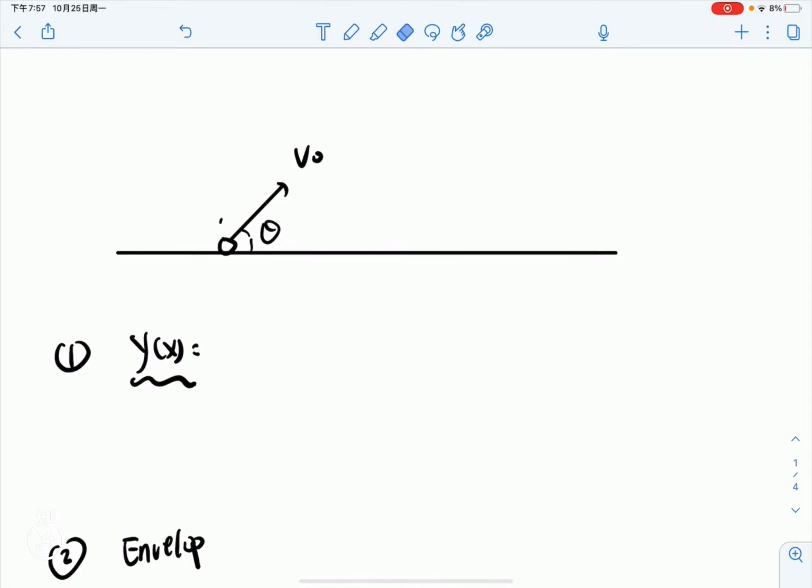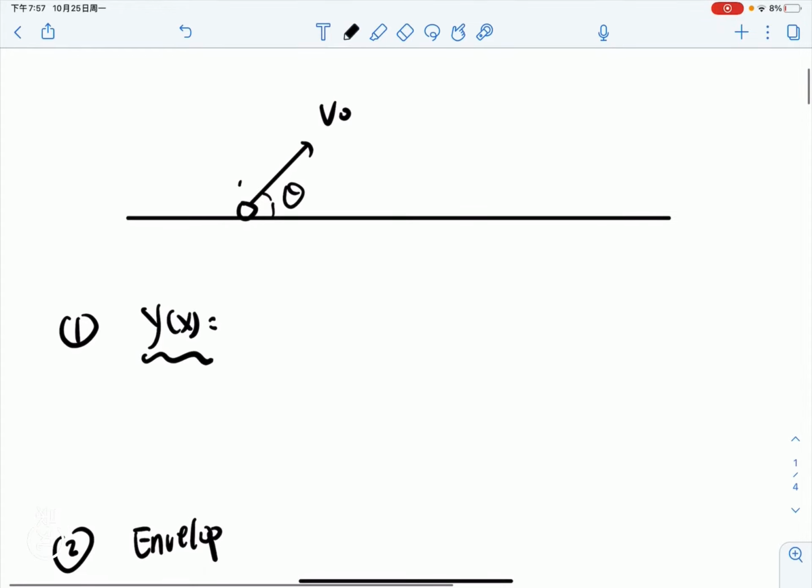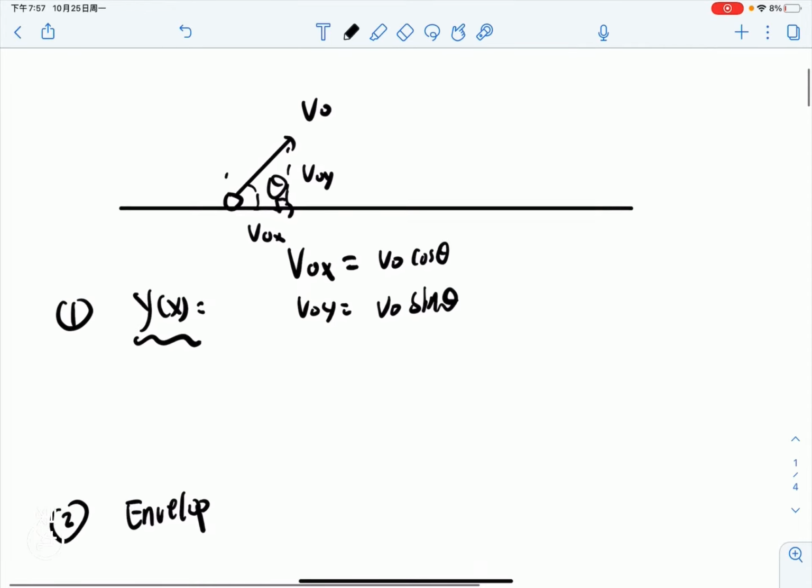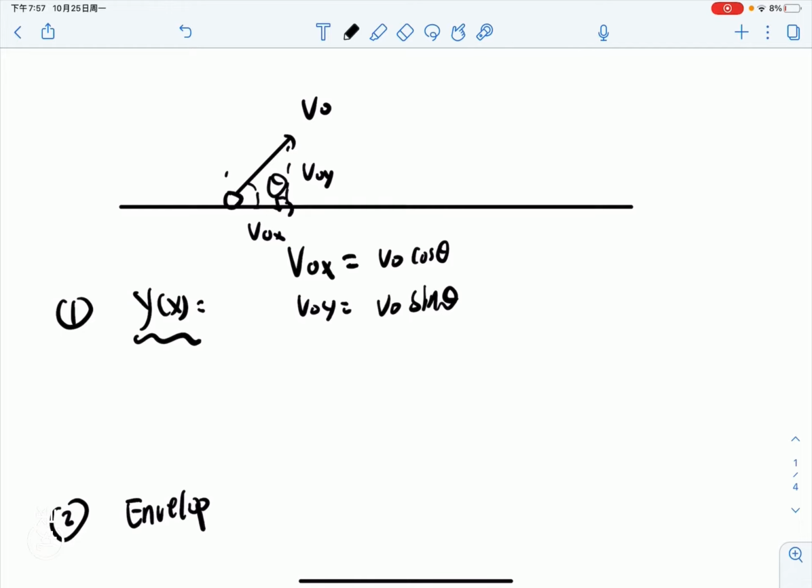So first, we separate it into Vx and Vy. So V0x is equal to V0 cosine theta, and V0y is equal to V0 sine theta. And now we write the equations, which is y is equal to V0y t minus 1/2 g t squared.